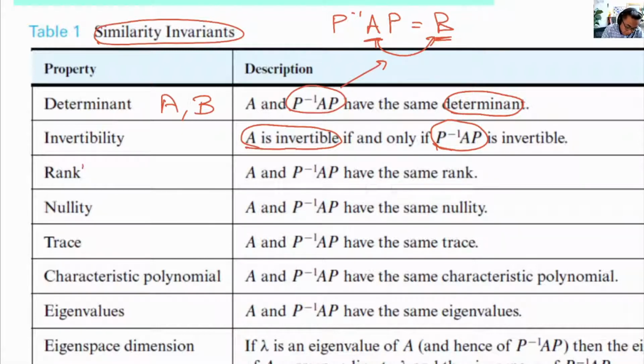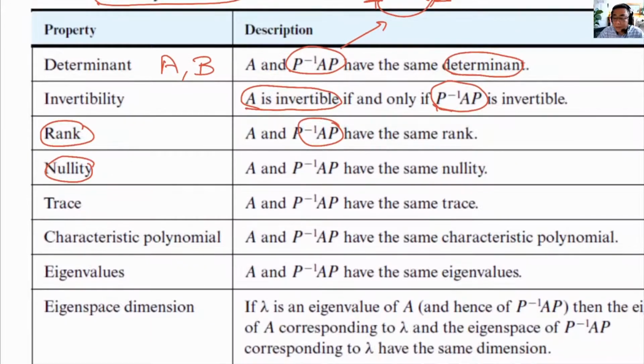What else? The rank of A is the rank of B. The nullity of A is the nullity of B. Remember, nullity is a number, the dimension of the null space of A. Here it is just a number. How many dimensions in the null space? So the number of dimensions in the null space of A is the same as that of B.